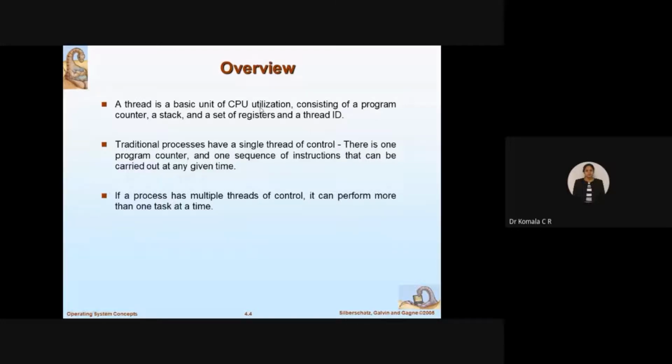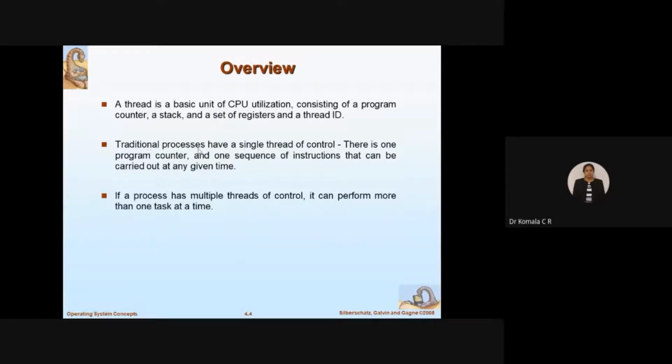So what is a thread? A thread is a basic unit of CPU utilization. It is actually the basic unit. Unit means what? One entity, one block, whatever you call it. So it is a block in CPU utilization. What does the block actually contain here? This unit contains a program counter, a stack, and a set of registers along with the thread ID. Fine. So we understood what the thread contains. How the thread is actually processed, we will understand in the next step here.